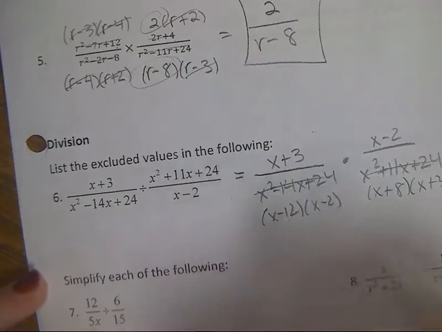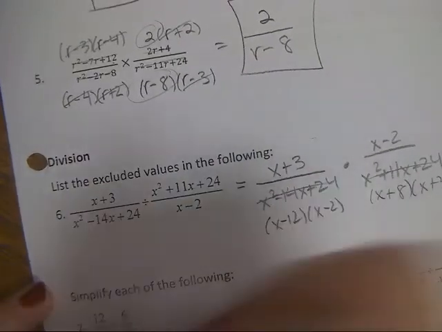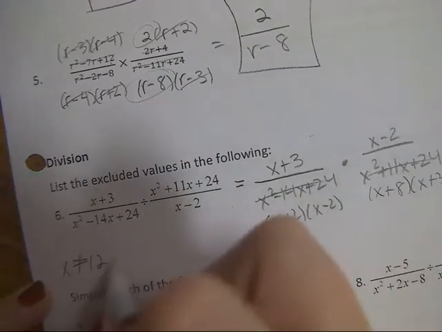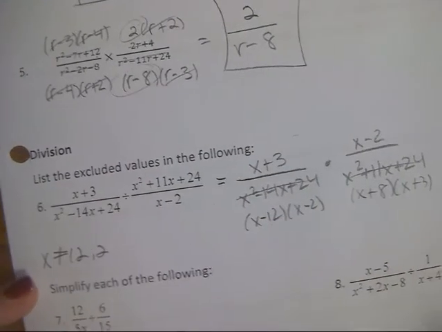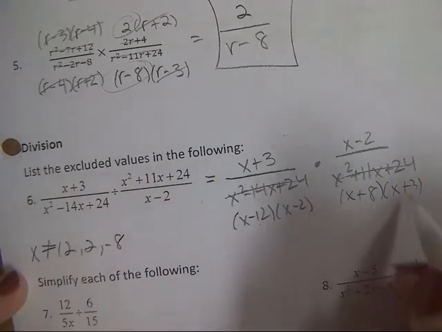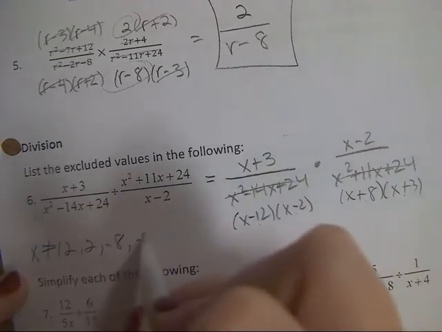So what would make this piece 0? Well, that would be if x was 12. So x cannot equal 12. Right here, x cannot equal 2. That would make that piece 0. Here, I can't have negative 8. Here, I can't have negative 3.